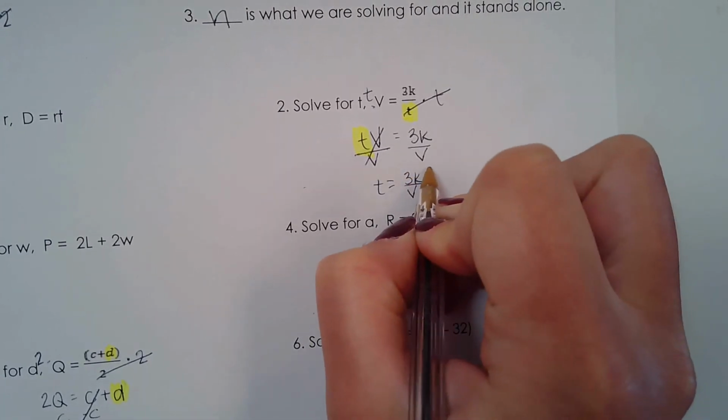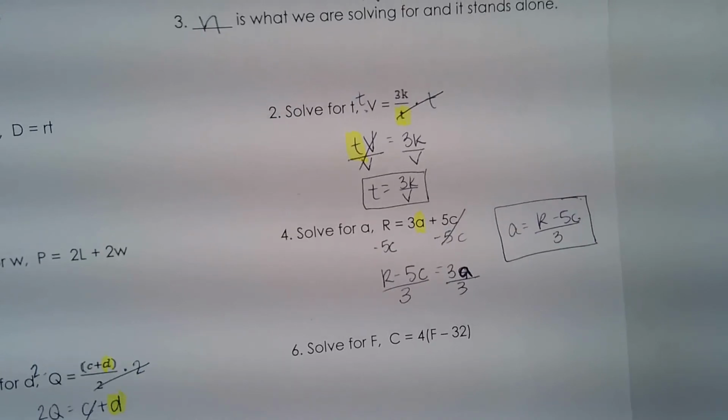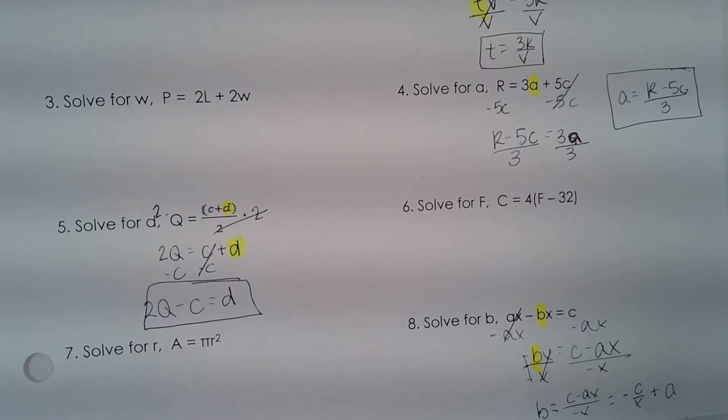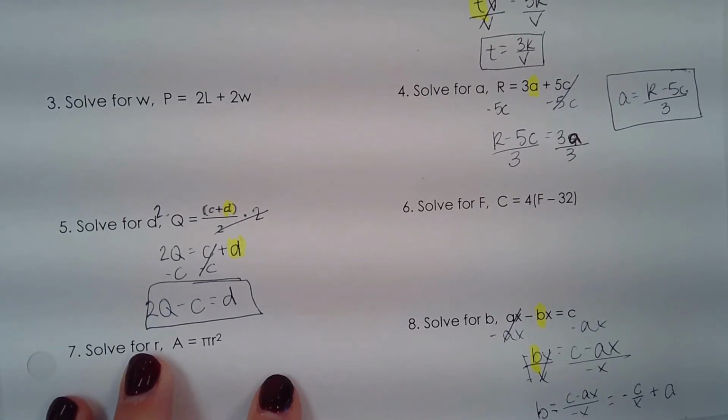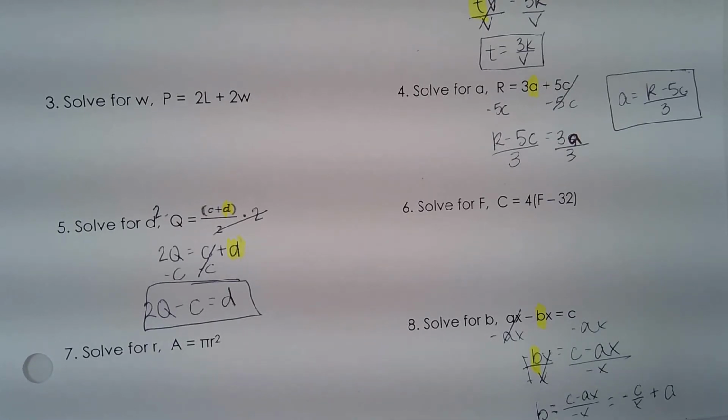So t equals 3k over v. Questions? Do we need to do any more together? It's all good. Number 5? We did number 5. Is that okay? Any others we want to do? So we got 1, 3, 6, and 7. Do 7. Yeah, we do need to talk about that one.